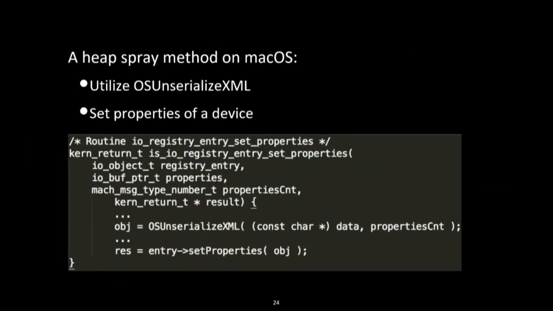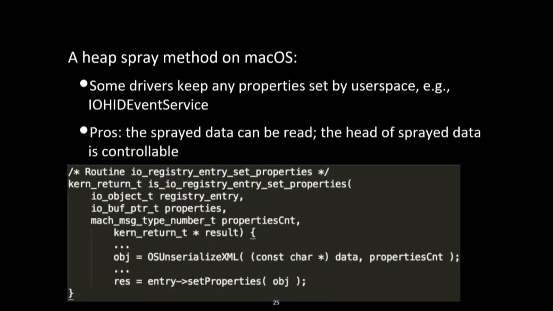The heap spray technique we used in this vulnerability is OSUnserializeXML. You can invoke it by setting properties of a device. Note that the sprayed data can be read and the head of the sprayed data is controllable.